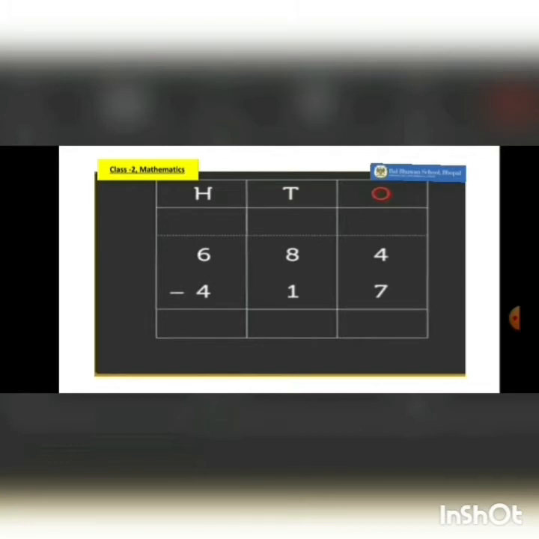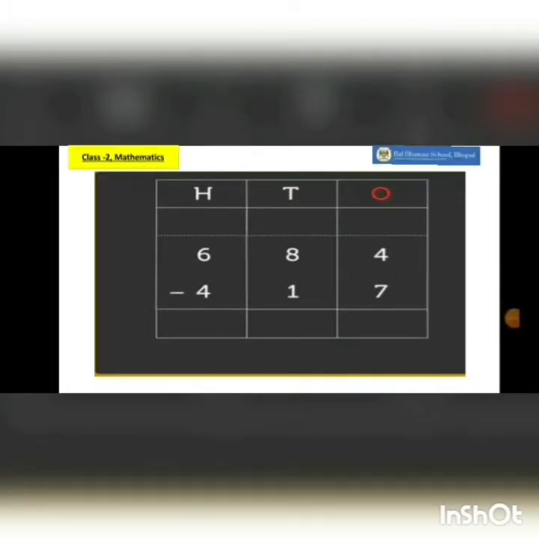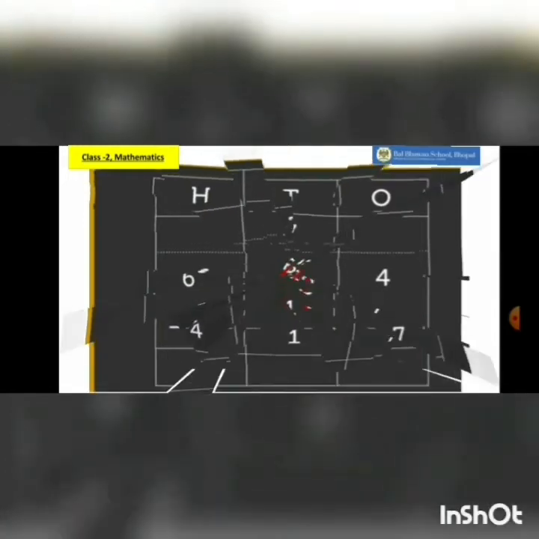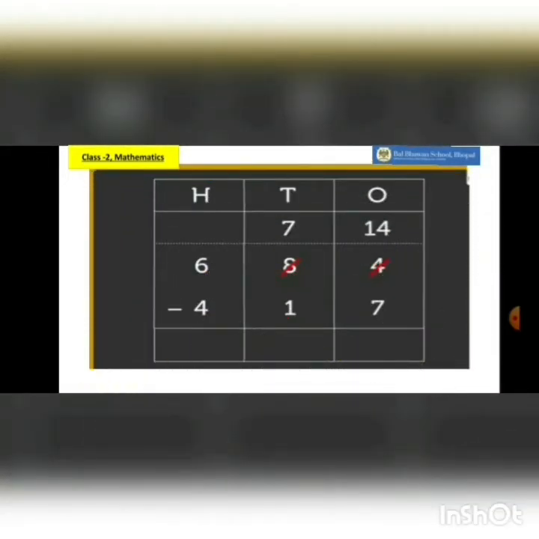So first take the ones place. Now what we have to do is minus 7 from 4. But children, here 4 is on top and it is smaller than 7. So can we minus 7 from 4? No. So what do we do? We borrow. We borrow 10 from the tens place. So when we borrow 10 from the tens place, 8 minus 1 becomes 7. And that 10 will come to the ones place. So it becomes 14, 10 plus 4, 14. Now we can minus 7 from 14.